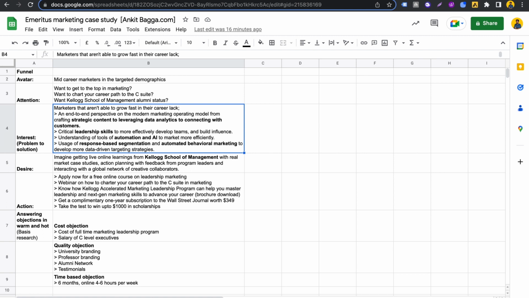So you would have a good amount of ideas as to what to put here, basis a lot of hooks that you might already be using on your landing page. So the landing page can act as a good guide for you to pick up points for the interest segment.